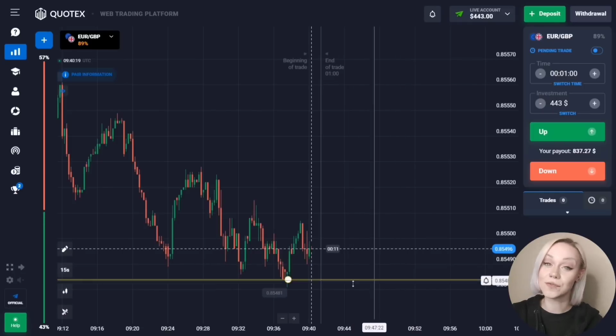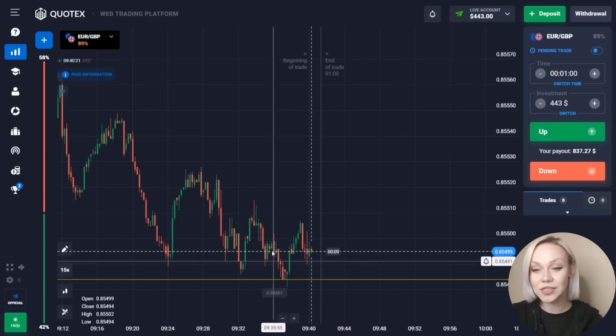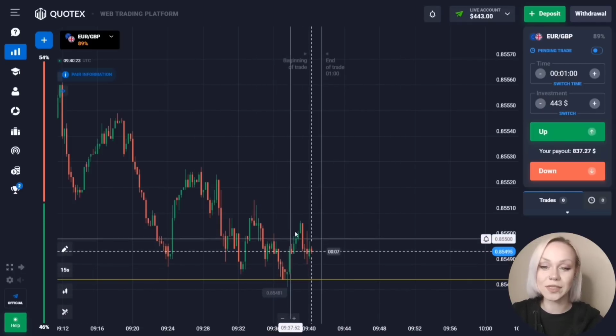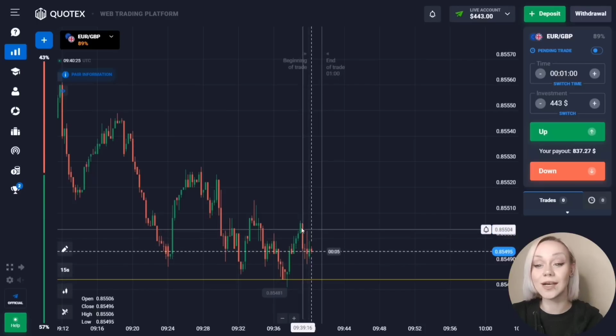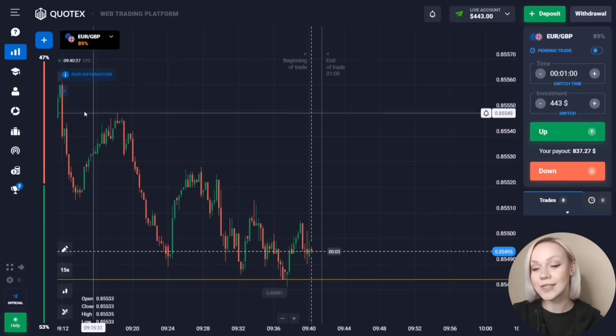So let's get started. Here at the bottom, we'll have the level of support. We'll also see that after touching the level, there was an upward pullback. And after the pullback, the price is approaching our level again. Also, the main price highs are getting lower.